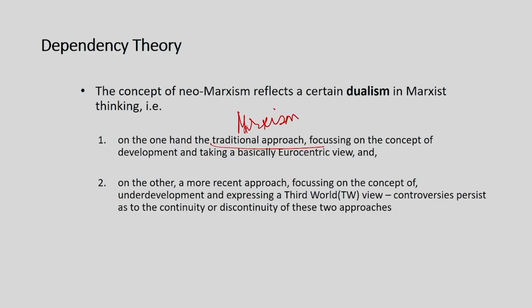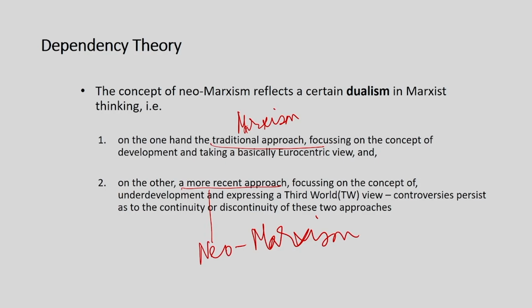That focuses on the concept of development and takes a basically Eurocentric view. On the other hand, a more recent approach is nothing but neo-Marxism, which focuses on the concept of underdevelopment and expresses a third world view. When Marxism looked at development, it tried to look at European experiences of development. Neo-Marxism tries to look at underdevelopment by looking at the countries of the third world.